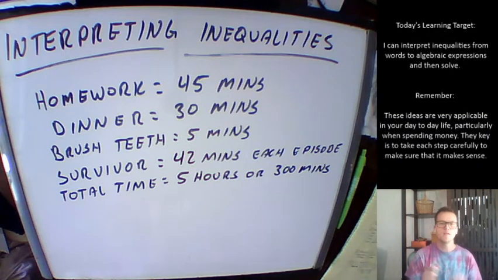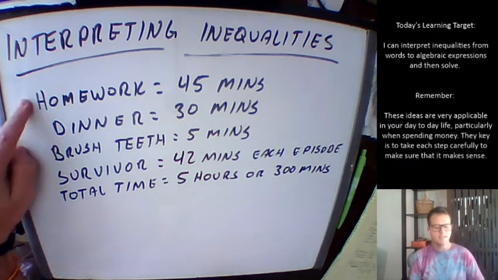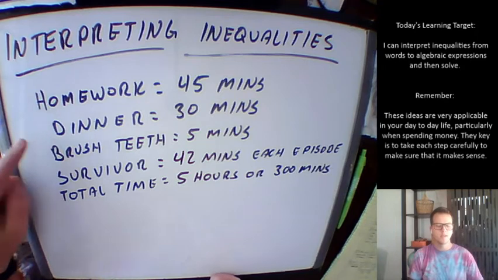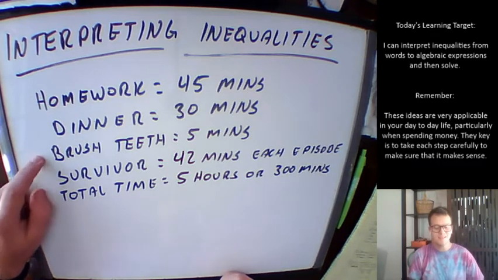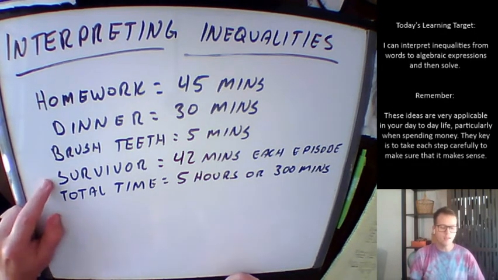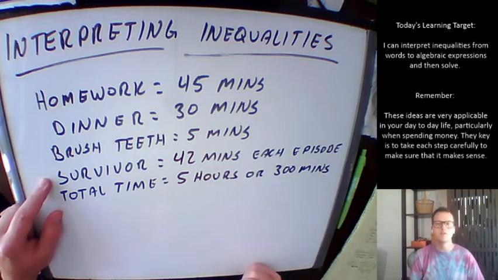Okay, I've captured all of the important details here on the screen. Say it's going to take 45 minutes to do your homework. Say dinner is going to take 30 minutes. Say it takes 5 minutes to brush your teeth. And we know that each episode of Survivor is 32 minutes if you don't have commercials. So each episode is going to be 42 minutes here.